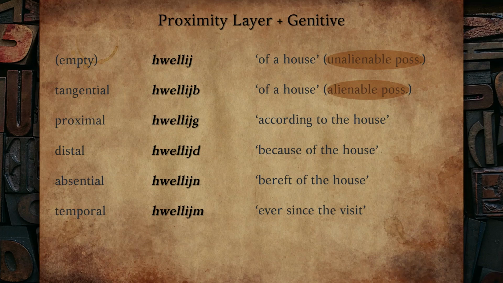And then in the alienable possessive, as opposed to this, we have things like my bike or my pen, which I can sell or give to someone else, and then it is their bike or their pen, right? So it can change the owner, it can change the person it belongs to. And we can mark this with a difference in the proximity layer.